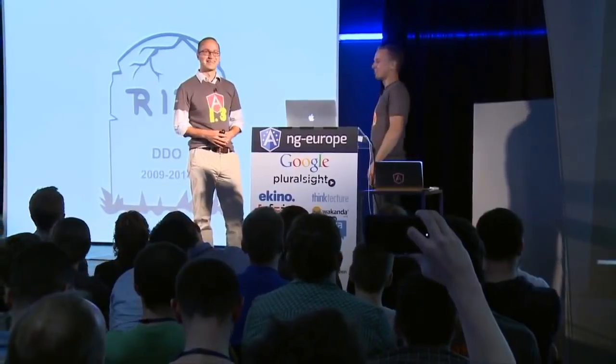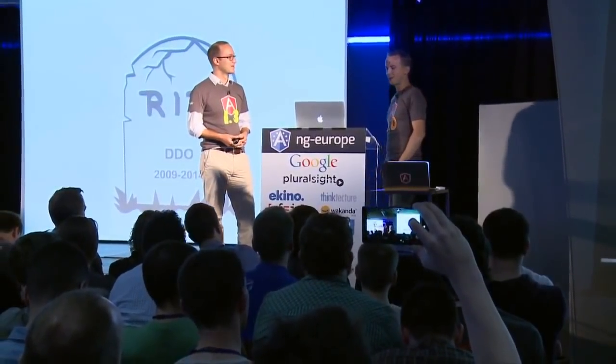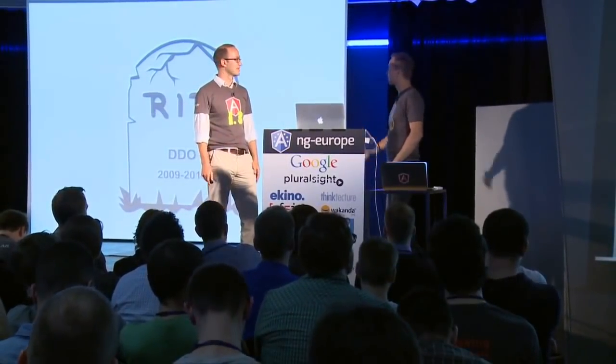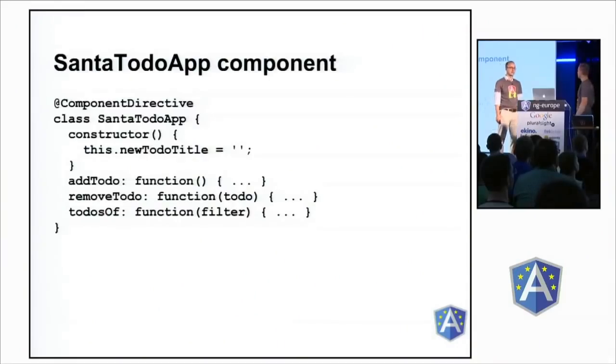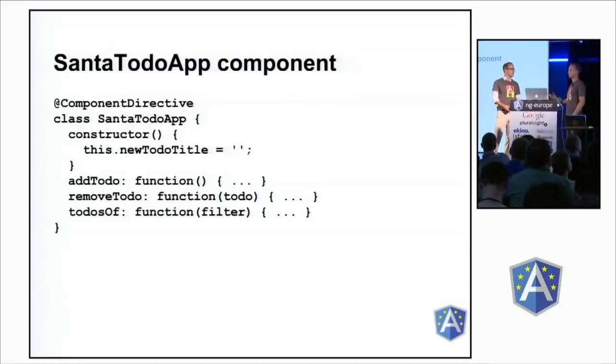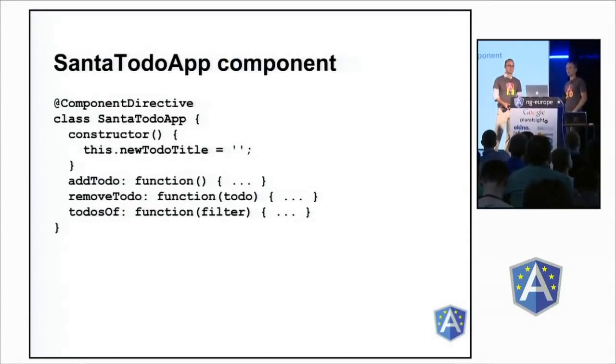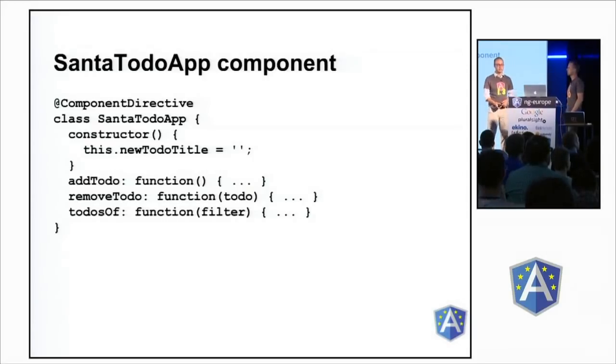Okay. So when we did our research, we realized that the component directive could actually look something like this. And I think Mishka showed you just a few minutes ago that we can just use a class to define the component, and then we can use an annotation to specify that this class is a component in Angular. Okay, that's simple. Class with annotation.